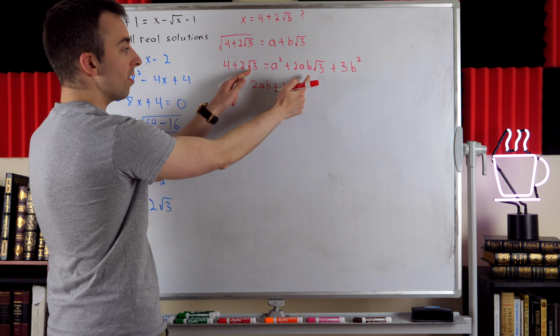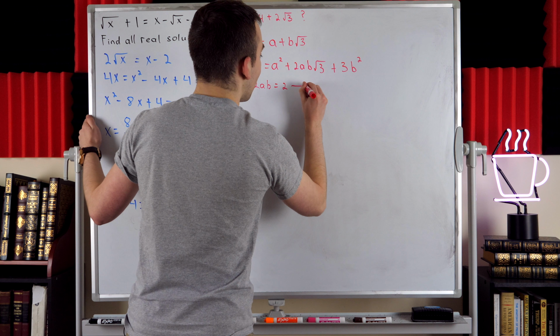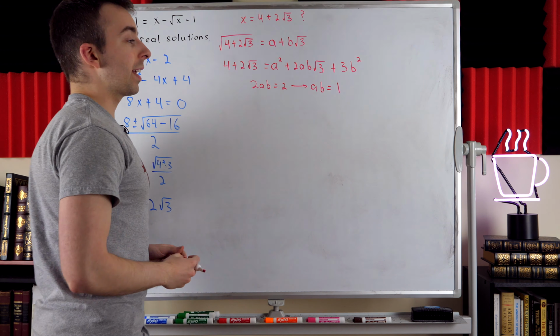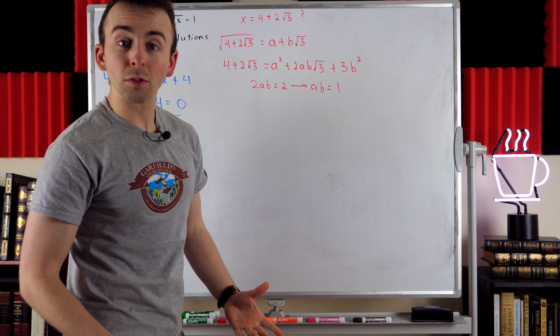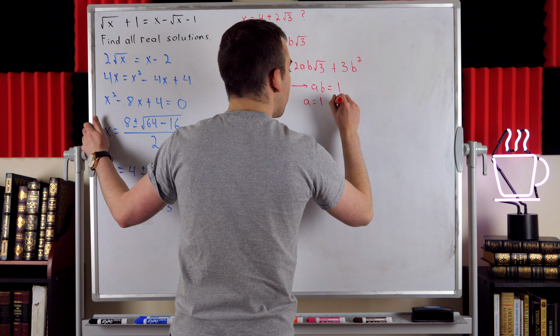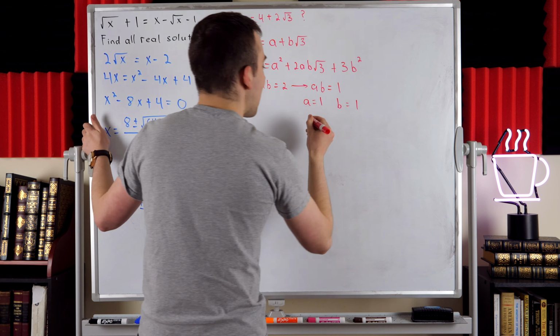Again, the coefficients of the radical terms must be the same. This, of course, implies that ab is equal to 1, and without doing any further exploration, that gives us some ideas for integer solutions of a and b. We could have a equals 1 and b equals 1, or we could have a equals -1 and b equals -1. Thankfully, though, we can immediately discard these negative possibilities because this is the square root function.